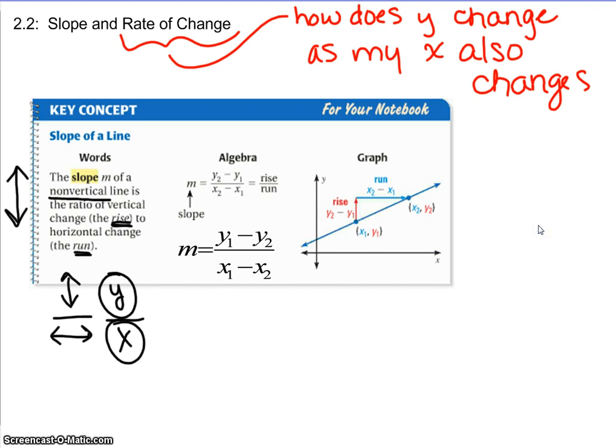The reason I use 1 minus 2 is as you get better with these, you're going to go left to right when you read. And I always talk about it as my first y minus my second y. I don't even deal with the subscripts. What I look at is y sub 1 is my first y.